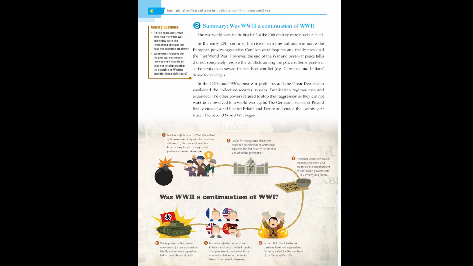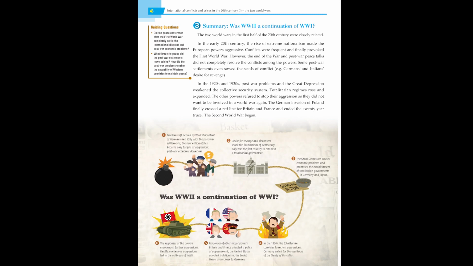2. Desire for revenge and discontent shook the foundations of democracy. Italy was the first country to establish a totalitarian government. 3. The Great Depression caused economic problems and prompted the establishment of totalitarian governments in Germany and Japan. 4. In the 1930s, the totalitarian countries launched aggressions. Germany called for overthrow of the Treaty of Versailles.